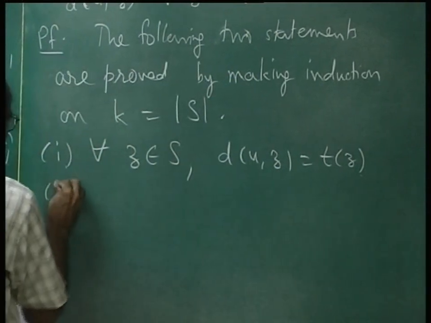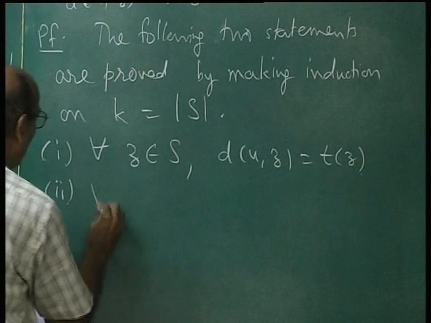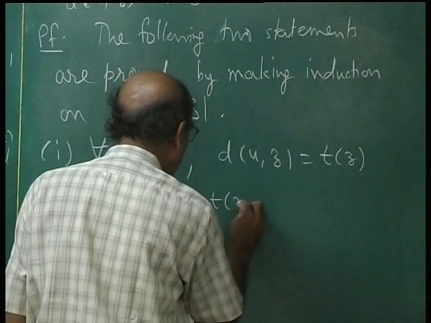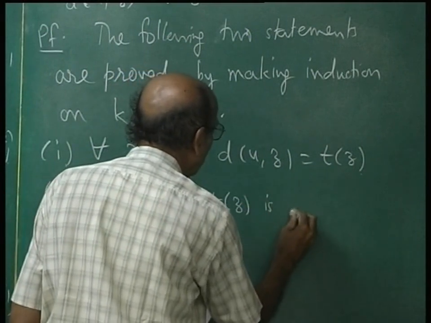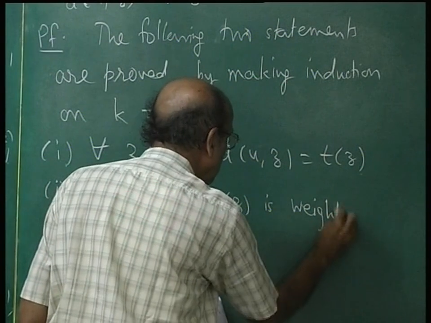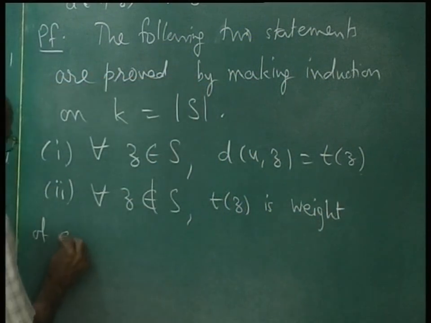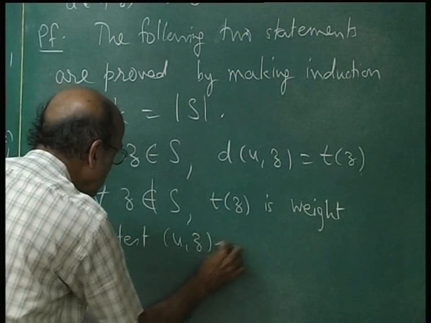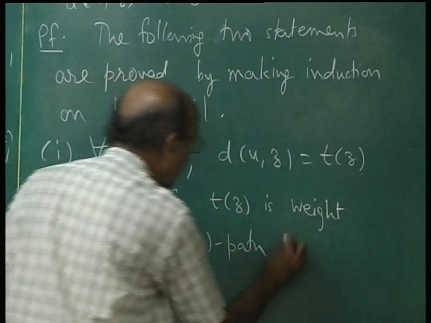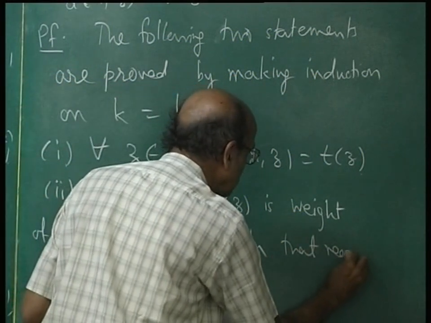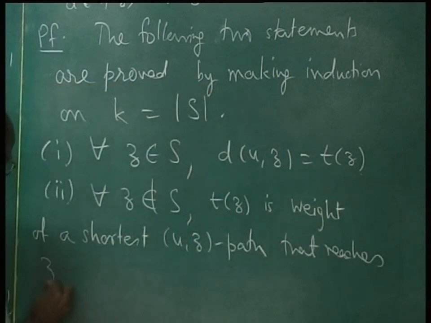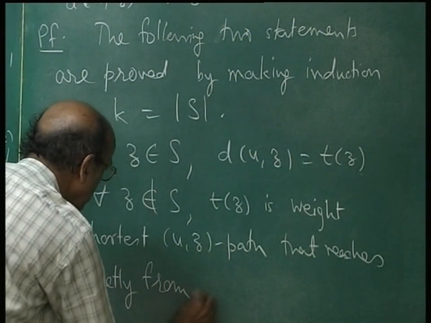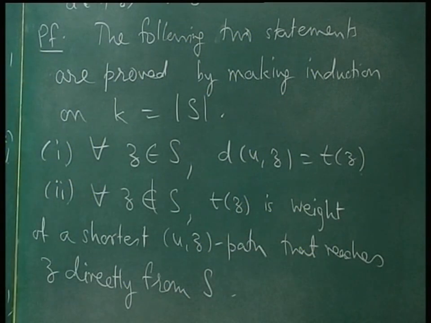And the second claim: for all Z not in S, T of Z is the weight of a shortest U to Z path that reaches Z directly from S. We need to understand what is meant by this.